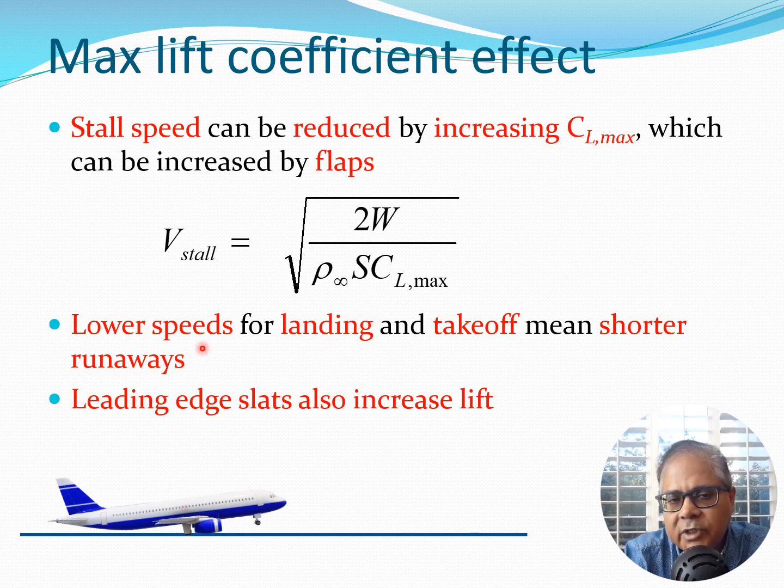Now, lower speeds for landing and takeoff would of course mean shorter runways, which means that you can land at smaller airports in smaller towns and so on. So this is an important practical application. And also, though a lot of mention today was made about trailing edge flap, remember that leading edge slats essentially have the same philosophy. They also change the camber of the airfoil, and through that they increase CL max, and by increasing CL max they are going to reduce Vstall.